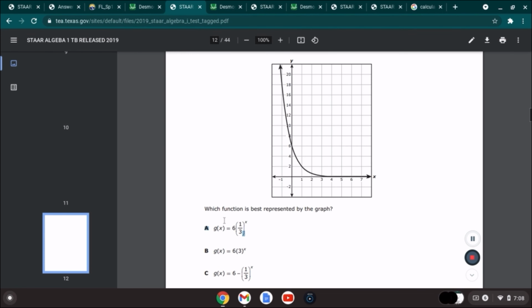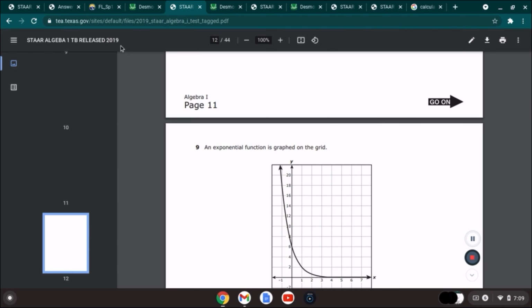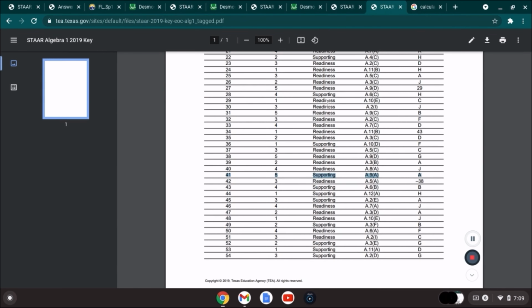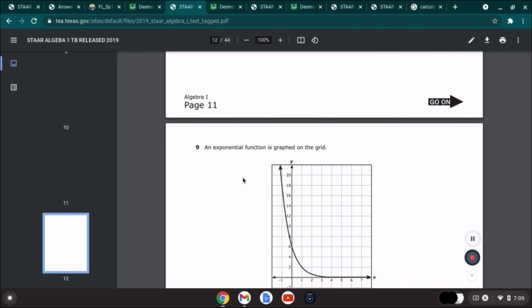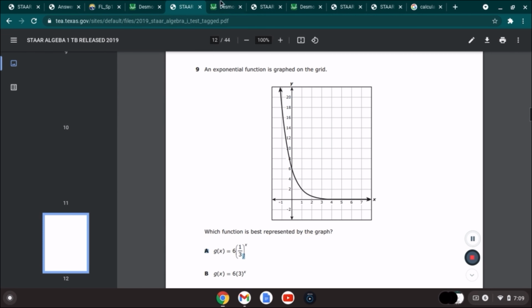Now if you're wondering why I put y instead of g of x, whenever you have g of x or y of x or anything of x, it doesn't necessarily mean that it's different. It's just the same as saying y is equal to. So just a side note. And if we look at the answer key for this, question 9 of the 2019 release STAAR, we'll see that the answer is indeed A. So A would be the correct answer for this type of question.